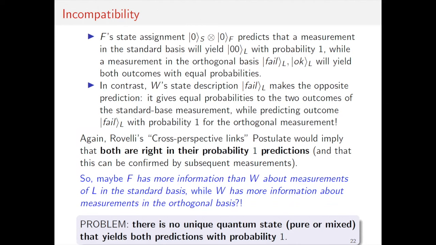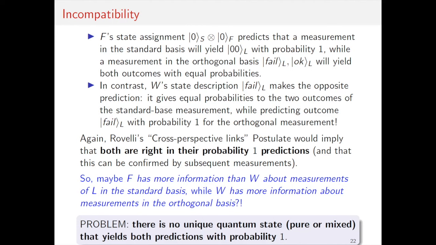The thing that's confusing, at least for me, is that this whole question of which state you're in really results from which information you have. Yes, F has different information than W. And so given the fact that we know that they have different information, doesn't that immediately resolve the paradox?